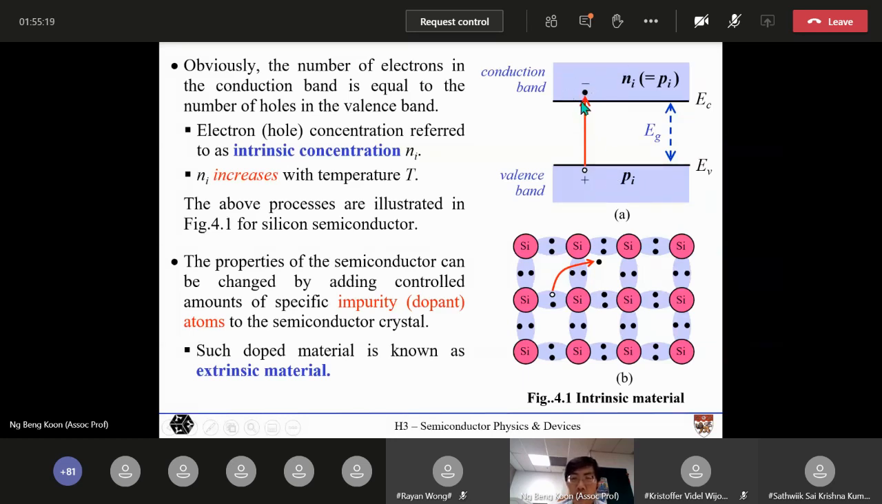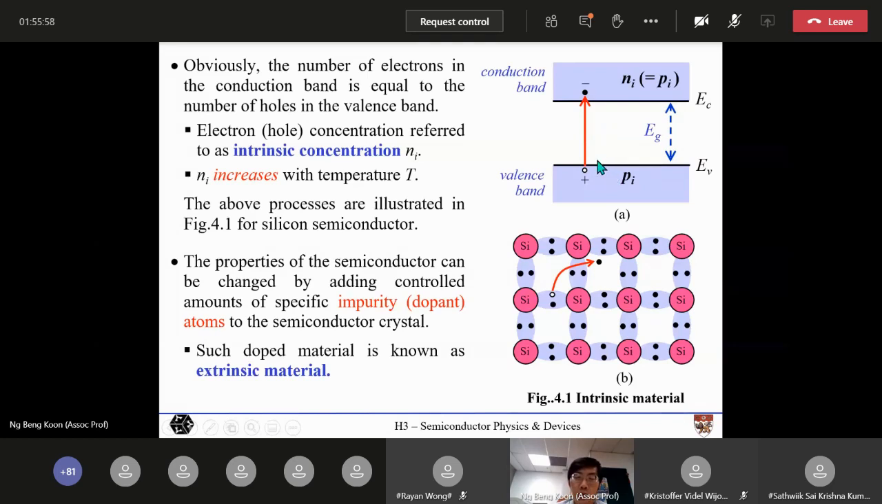In a pure semiconductor, this stable number of electrons and holes per unit volume is denoted as the intrinsic concentration. We denote it as Ni for the electron intrinsic concentration. This is a measure of how many free electrons there are per unit volume in the semiconductor. Similarly, the intrinsic concentration of holes is Pi, and in a pure semiconductor these two numbers must be the same because they are always created in pairs.